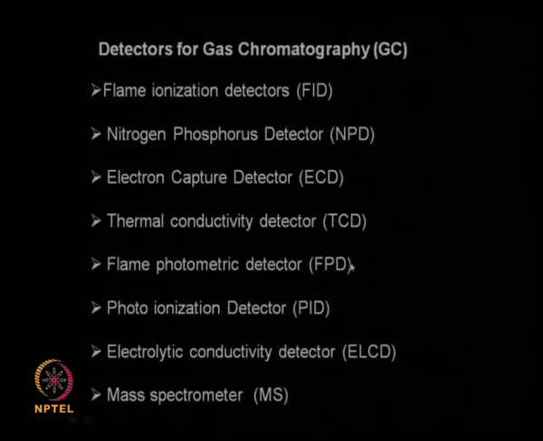Flame photometric detector, photo ionization detector, electrolytic conductivity detector, mass spectrometry detector. So, this is like a GCMS, just like liquid chromatograph mass spec, we also have a gas chromatograph mass spec. Flame ionization detectors are widely used, very accurate. So, the component is ionized and then that signal is read in the form of a current, and that is how the flame ionization detector works.